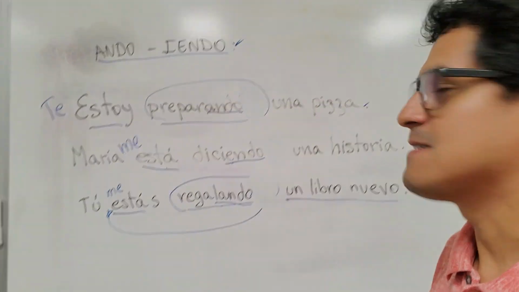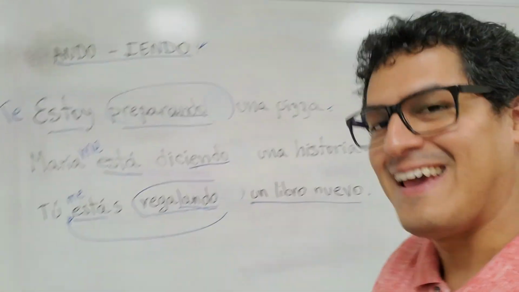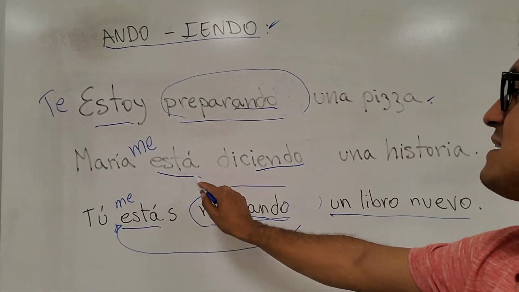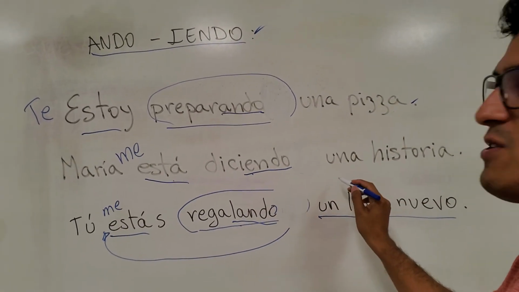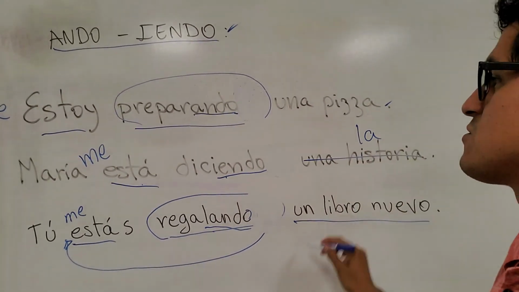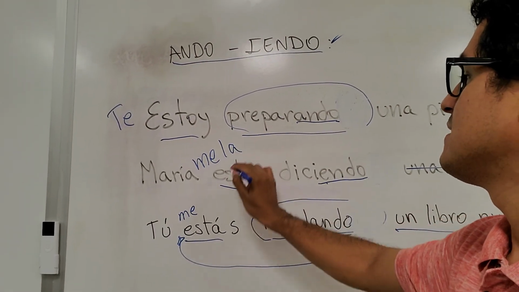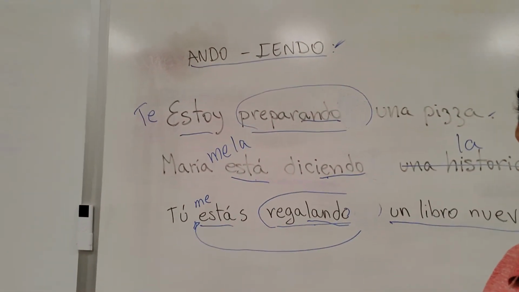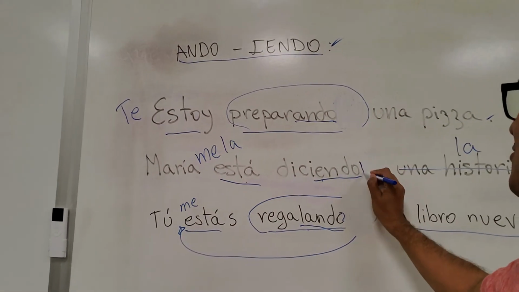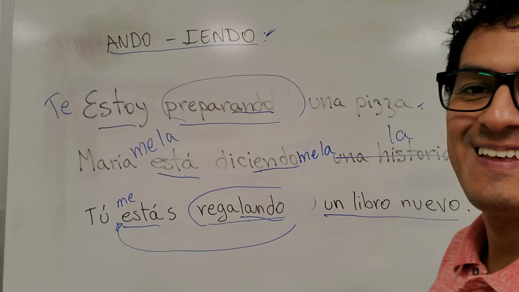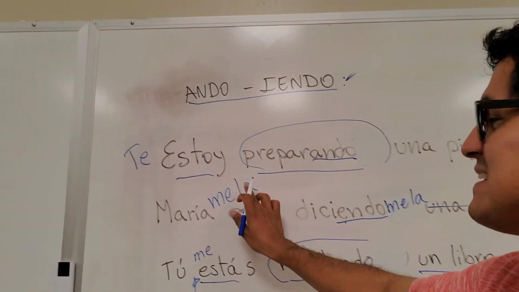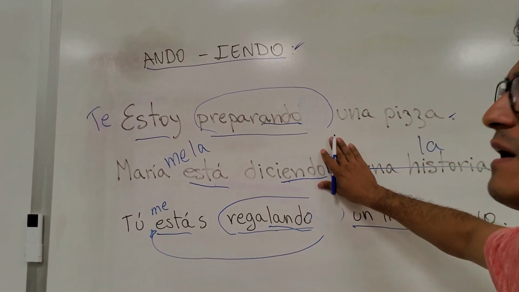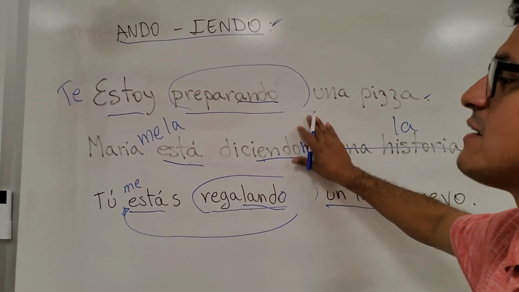Okay? One more thing? Yes, one more thing. As you can see here, María me está diciendo una historia. Una historia could be la. So, María me la está diciendo. Or, María está diciéndomela. How about that? María está diciéndomela, or María me la está diciendo, depending on what you want to use. Okay, one or the other. Both work in the same way.